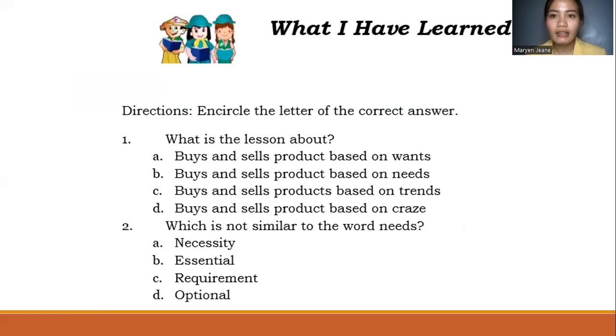So next, let's have what I have learned. I want you to answer this one in your module or in your paper. The direction says, encircle the letter of the correct answer. I will just read and you answer on your own. Number 1, what is the lesson about? A, buys and sells products based on wants. B, based on needs. C, based on trends. D, based on craze.